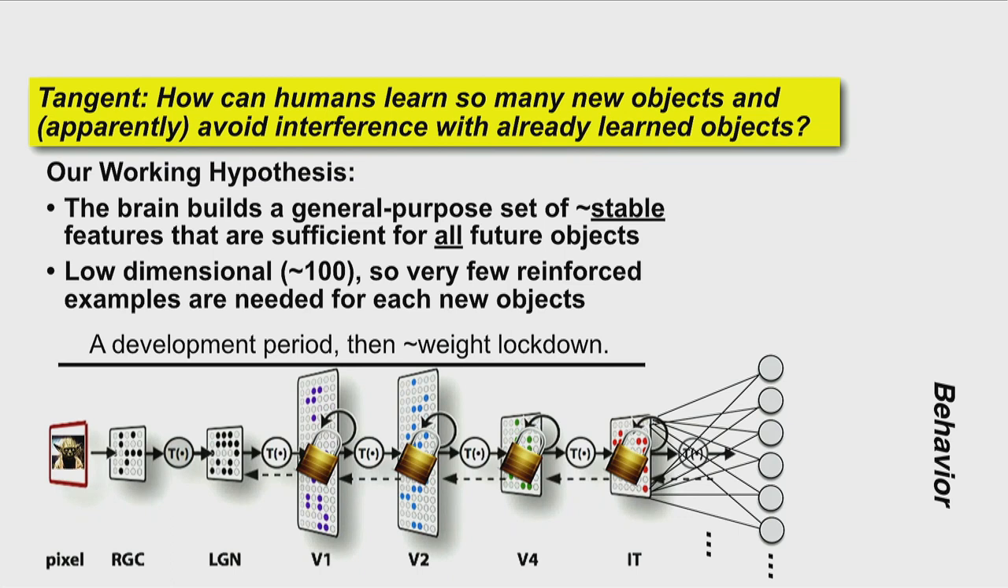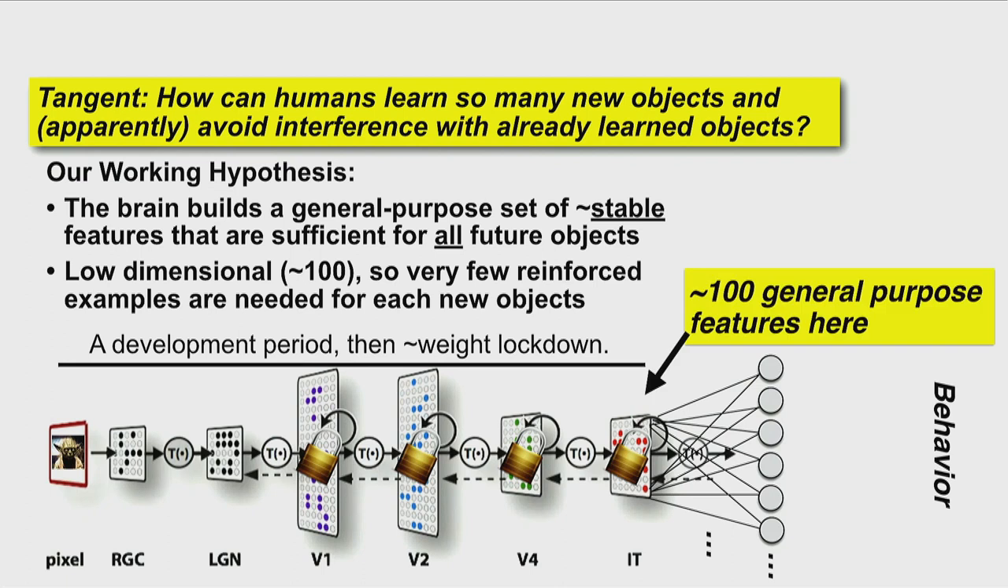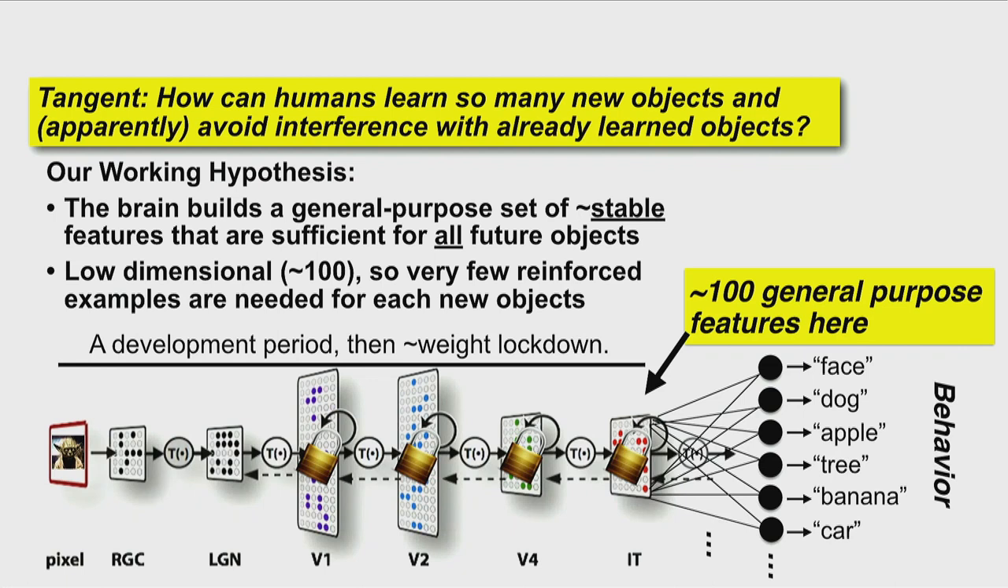We think of this as almost a stable set of features that might undergo development, postnatal development, but is reasonably already quite powerful, so that you just need a thin level of learning on it. In machine learning language, this is called back-end training, or just training up a softmax layer on top of a feature set. This is the powerful part: there's a feature set in IT that we think of as about 100 dimensional, and you can learn faces or dogs or apples or trees or bananas or cars if I try to teach you those things, or we do teach the monkey those things.